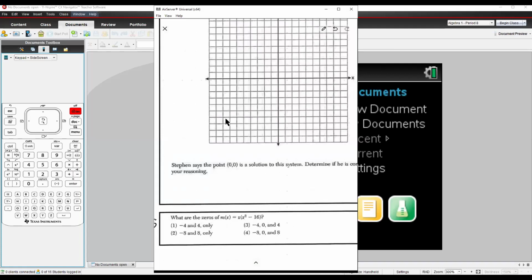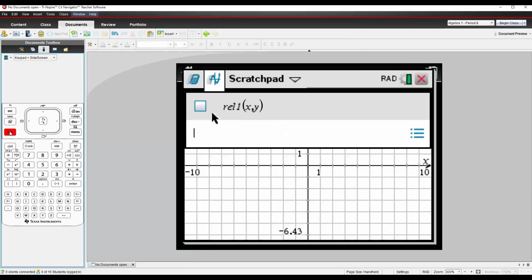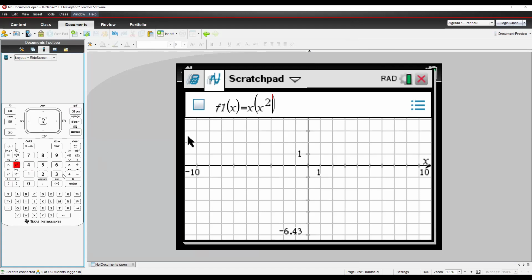So first thing, I'm going to get the calculator. I'm going to go to the graph. And then let's see what I got here. I press tab. Now, this is in relation mode because I used it earlier. So I'm going to put it back in function. So I go menu 31. It's back in the function mode. And now all I'm going to do is enter in the function that they gave us. So I'm going to go x parentheses x squared minus 16. And then I press enter and then I press this.